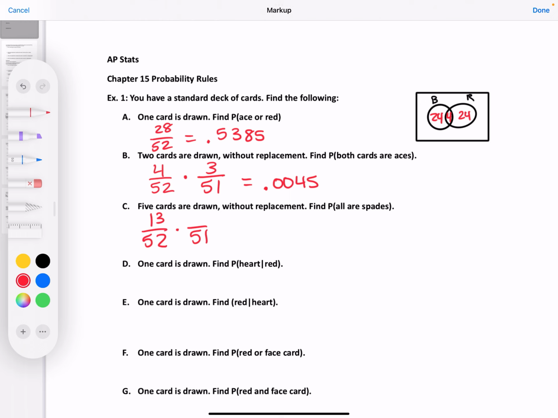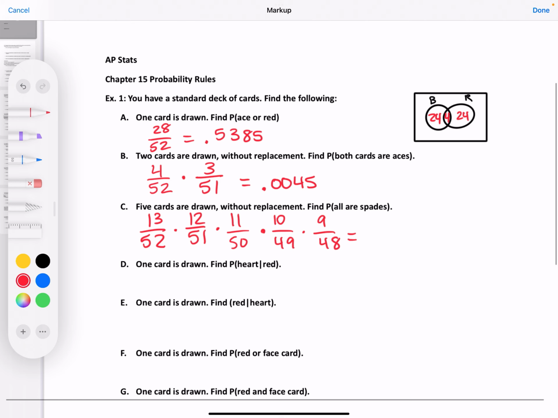So you've taken one out, and you're down to 12 over 51. Then you're at 11 over 50. Then you're at 10 over 49. And then the last one is 9 over 48. You multiply all those together, which ends up being 0.000495.